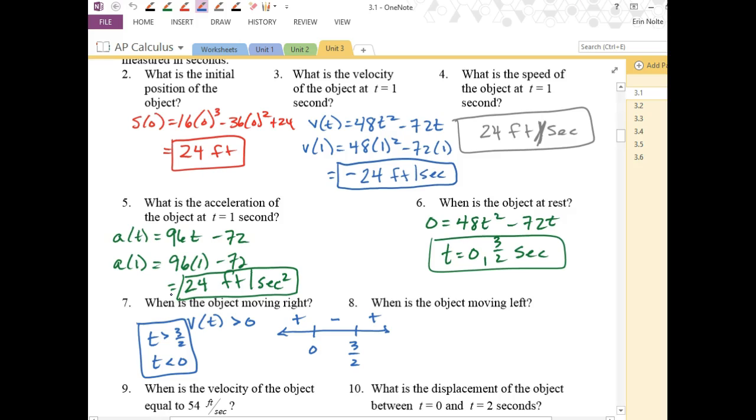On number 8, we are moving to the left, so we can use our same little number line that we just did. Moving to the left would be a negative velocity, so what's my interval for my negative velocity? Between 0 and 3/2. So you could write that as an inequality as 0 is less than time is less than 3/2. So that would be in the middle of those two. Or you could write it in any interval notation, whatever you want to do. Good there?